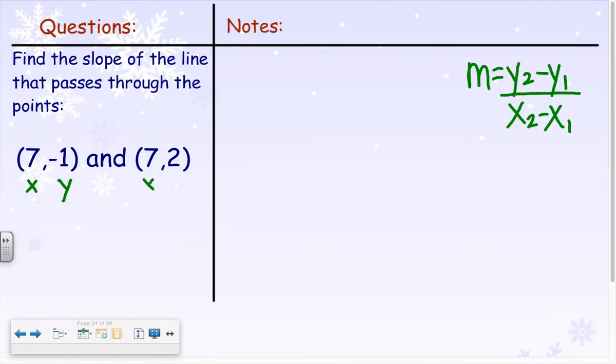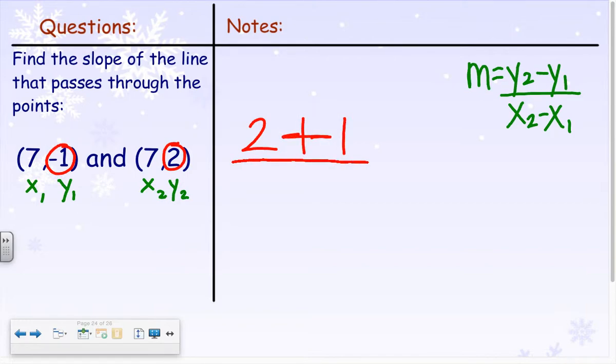xy, xy, 1, 1, 2, 2. So y2 is 2 minus y1, so minus a negative 1, super plus, over x2, which is 7, minus x1, which is also 7. So 2 plus 1 is 3, 7 minus 7 is 0.